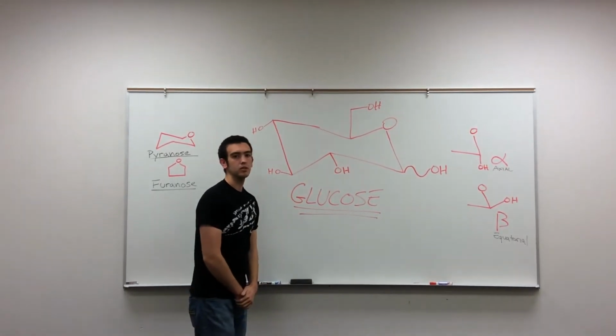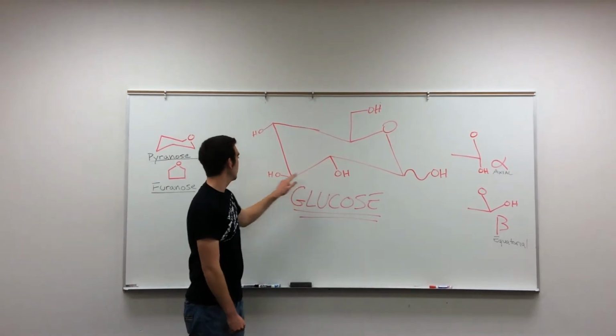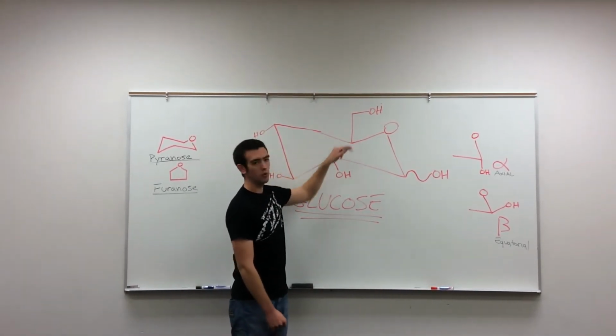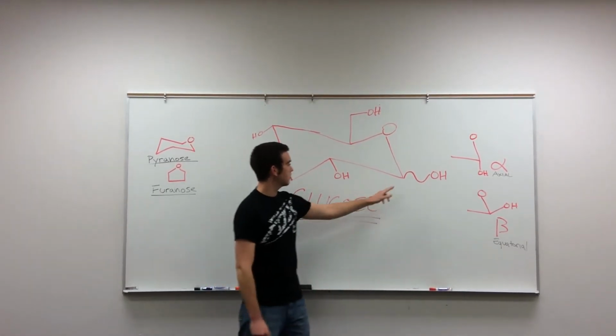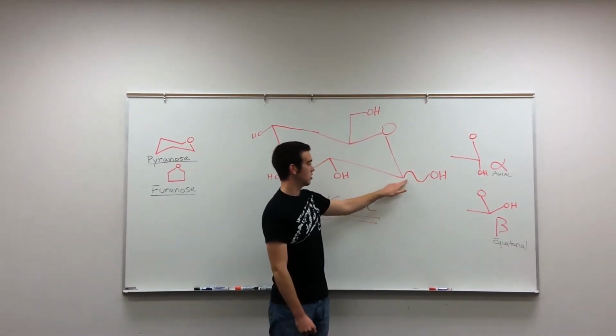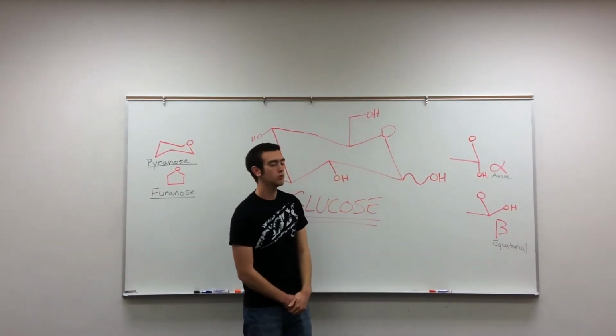This is glucose. Glucose is the most simple monosaccharide. You'll note that all of the hydroxy groups are in the equatorial position, which is the least straining on the ring, except for right here. We have the anomeric carbon. This is the anomeric carbon. You can note that its position is right next to the oxygen in the ring.